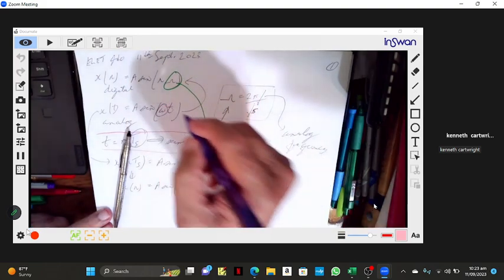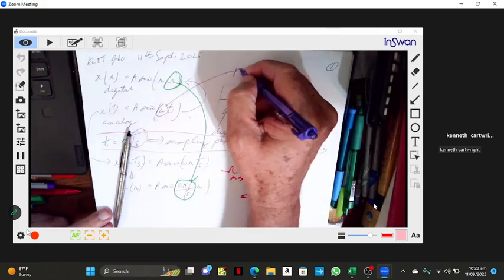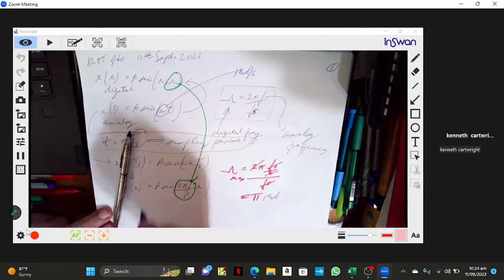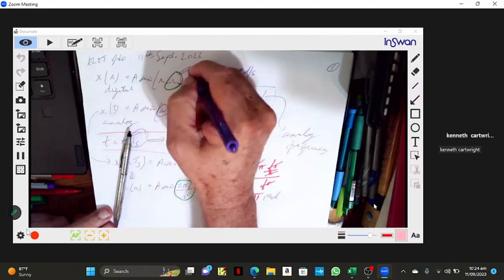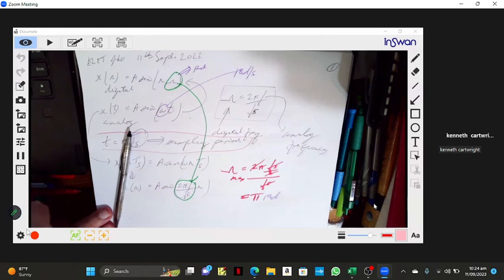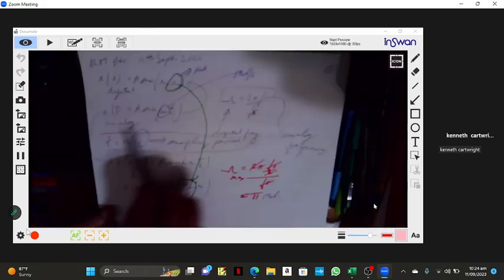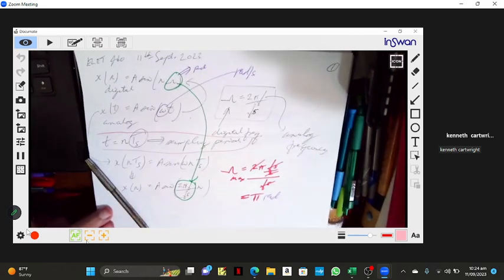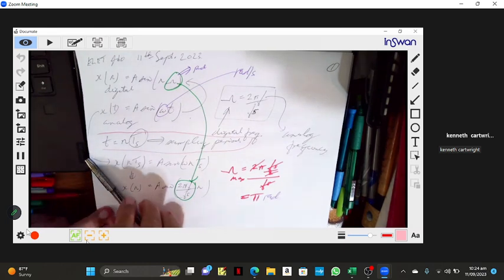Omega for analog is radians per second. For digital, the digital frequency is in radians. So the units of frequency are different if you're talking about digital or analog. So that's one difference.